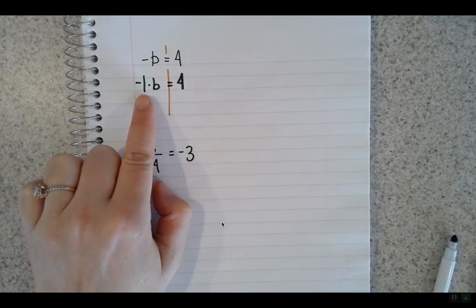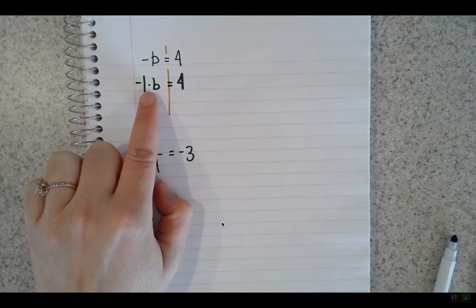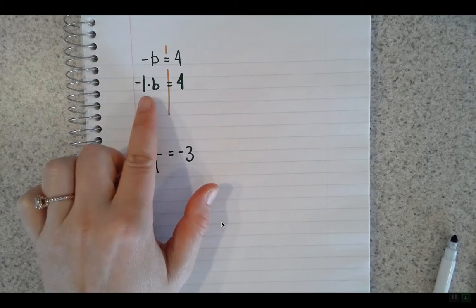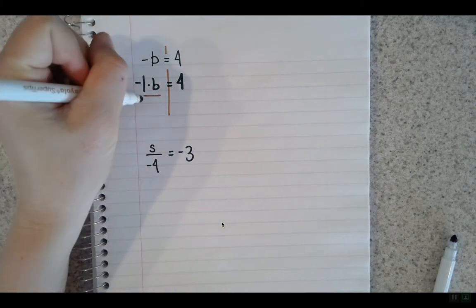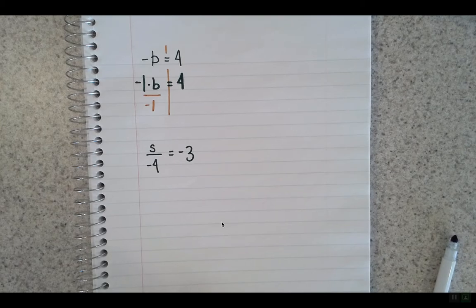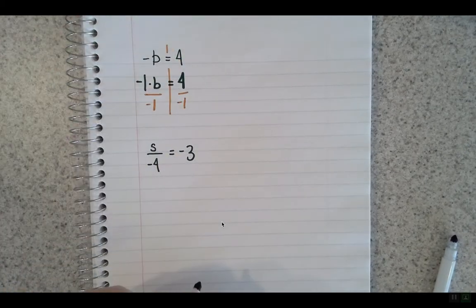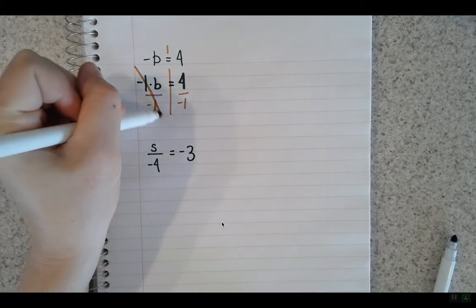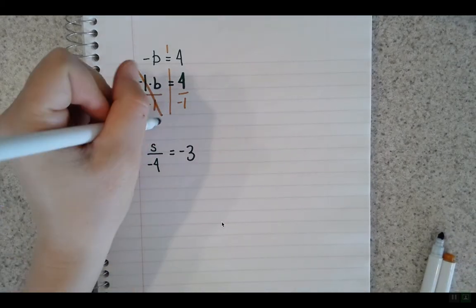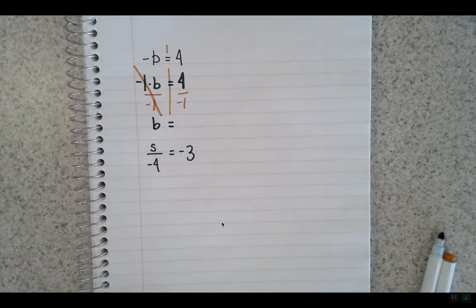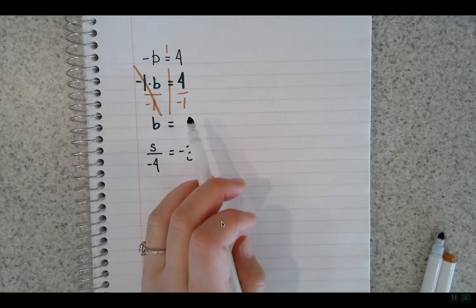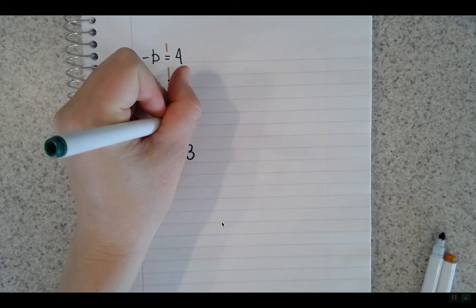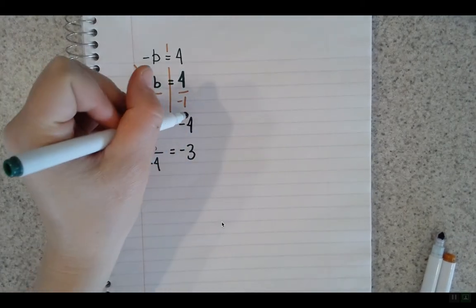So how do I get rid of this -1? Well, remember, the main operation between the negative and the b is multiplication. It's just invisible. So to get rid of the -1, I use division. Divide by -1 on the left, divide by -1 on the right. A -1 divided by -1, negative divided by negative is positive. So those cancel each other out and we're left with a positive b equals 4 divided by -1 is -4. Opposite signs, negative answer.